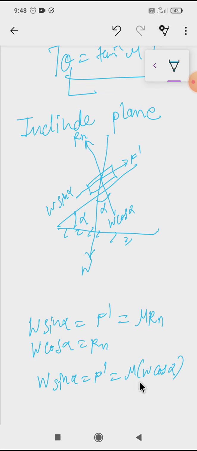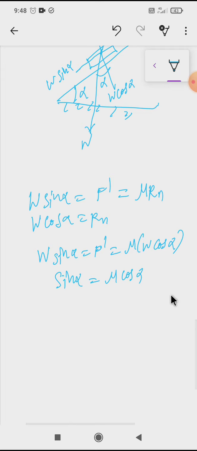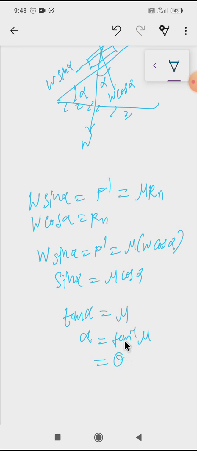If we compare both equations, we are left with sin alpha equal to mu cos alpha. If I bring this cos alpha to the downward side, we get tan alpha equal to mu. So alpha will be equal to tan inverse mu. But what is tan inverse mu? It is nothing but theta, that is the angle of limiting friction.